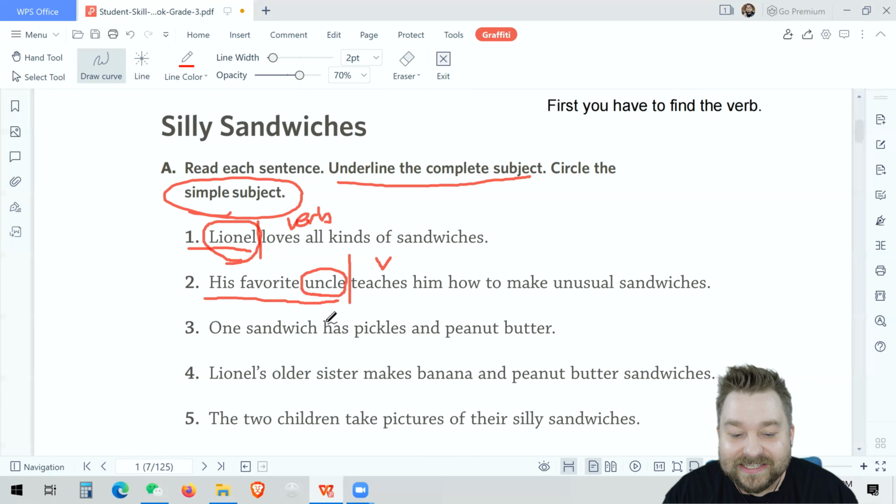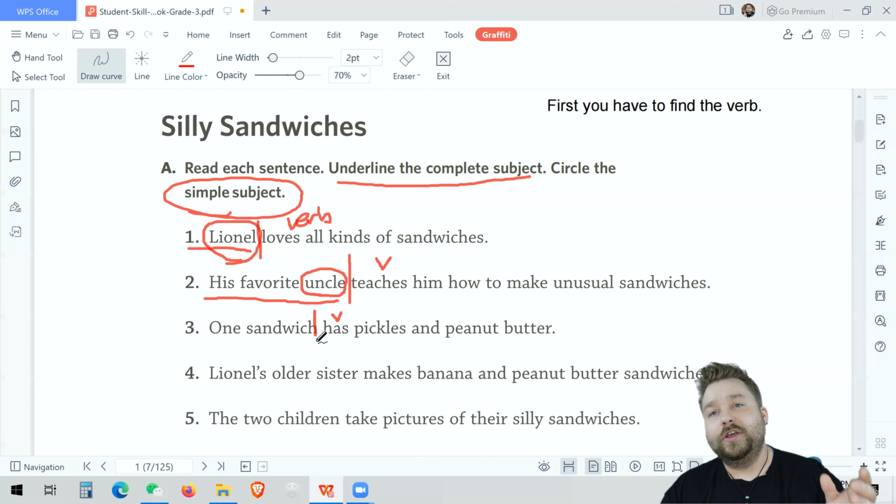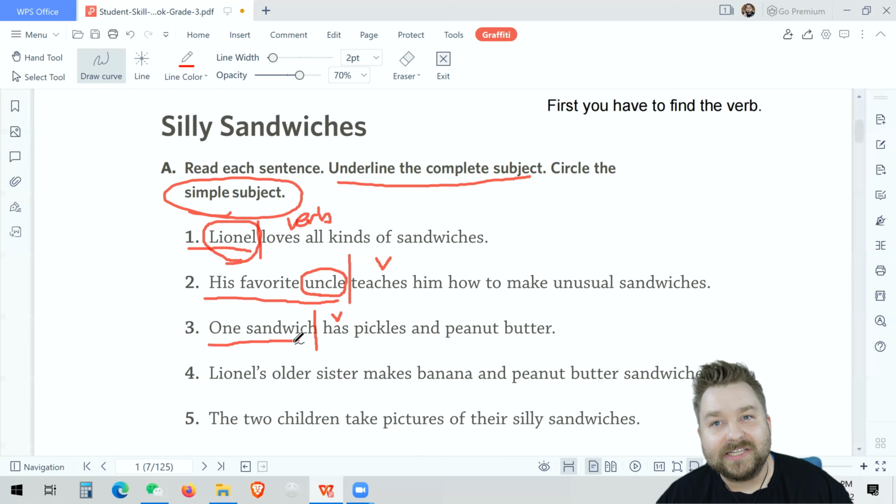So we know has is our verb. Draw that line. Here we go. Boom. So we know what's our complete subject? All of it. One sandwich. Now, what's the simple thing?